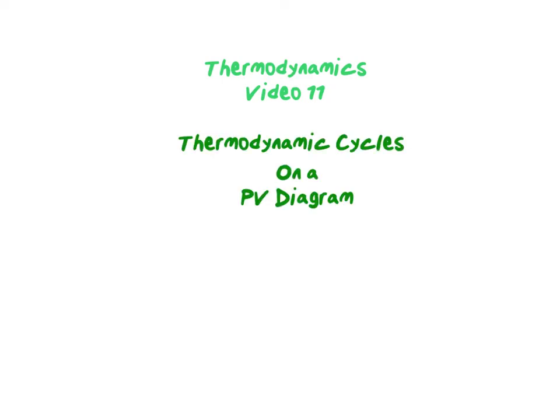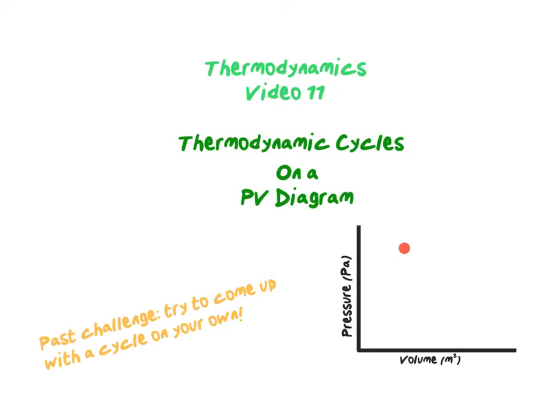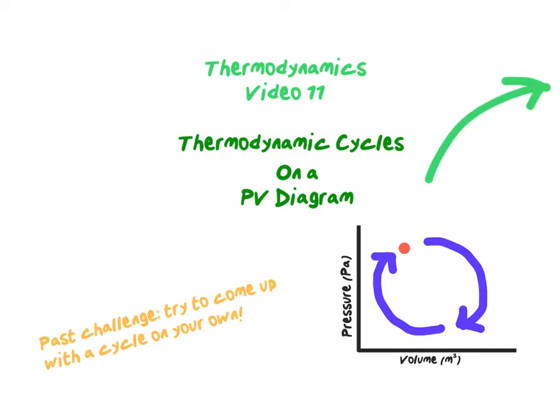Now, at the end of the last video, I presented you the challenge of trying to come up with a cycle on your own, perhaps before actually taking a look at a cycle officially for the first time. And the main hallmark of a cycle that I pointed out was that the cycle starts at a point on the PV diagram and then returns to that same point through a series of different thermodynamic processes. So that's what we're going to focus on today in this video. So let's get into it.